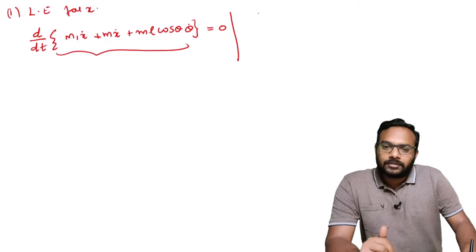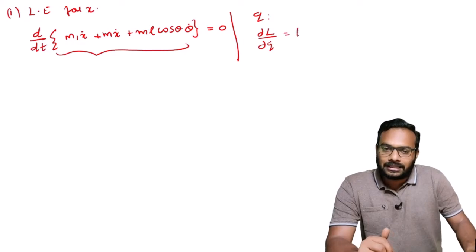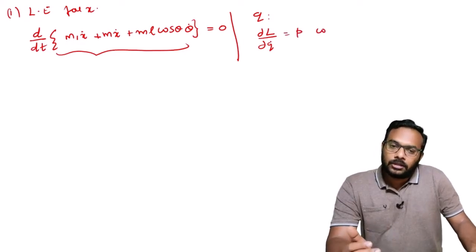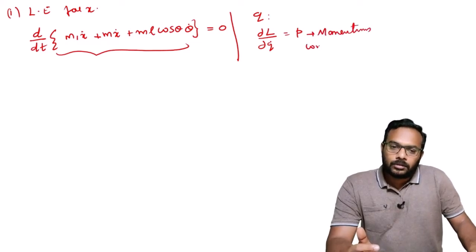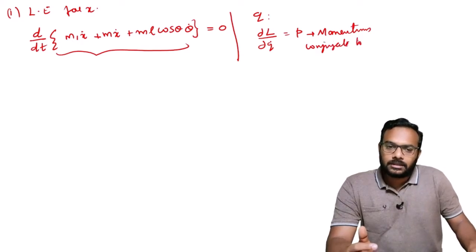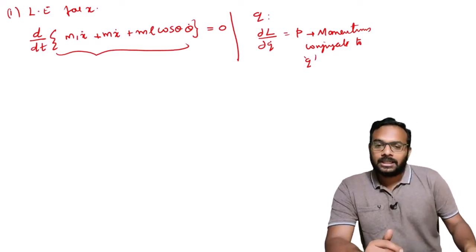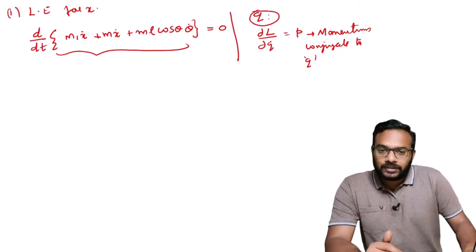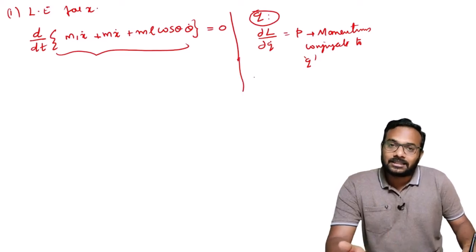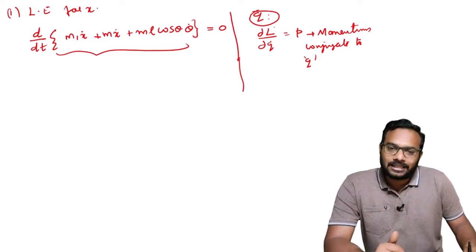If you have the coordinate q, ∂L/∂q̇ we can write as p. That's known as the momentum. We call this the momentum conjugate to the coordinate q. So if the Lagrangian does not feature q, we immediately get a conservation law.